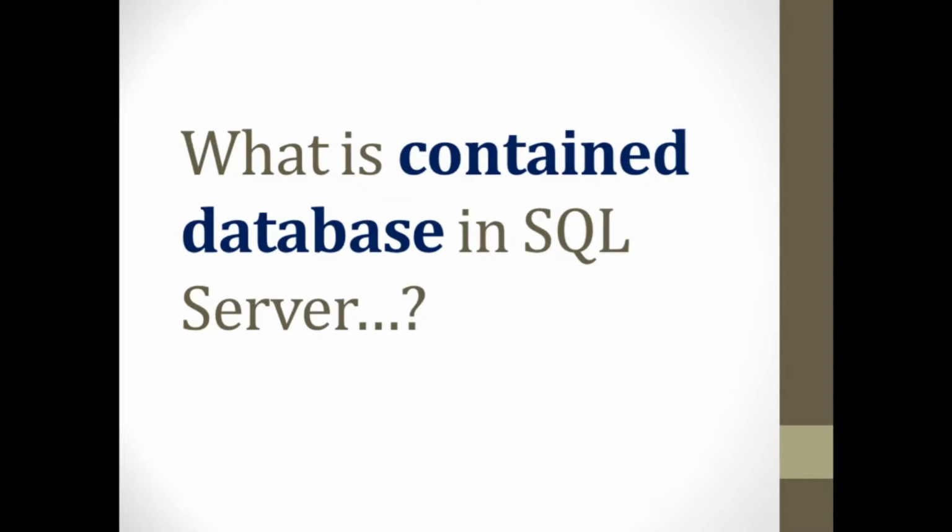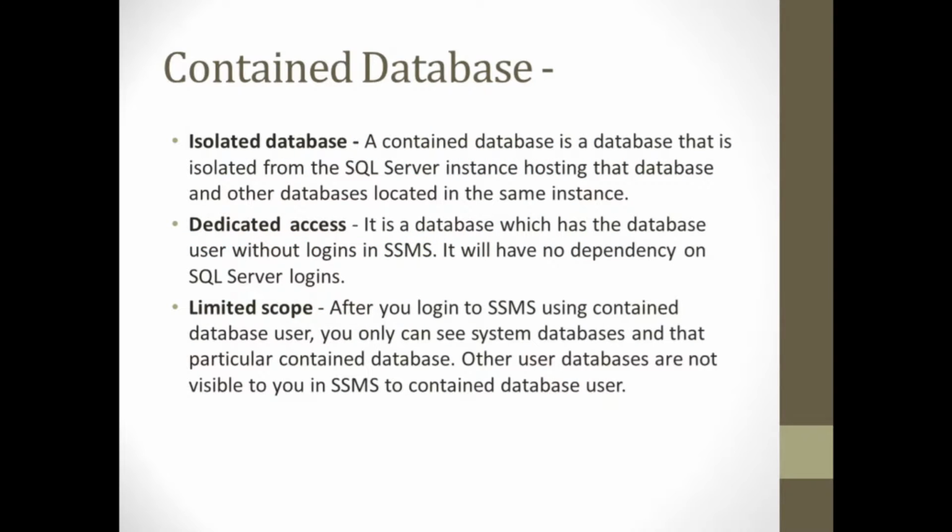So let's understand what the key characteristics of a contained database in SQL Server are. A contained database has three main characteristics. First is isolated database, second is dedicated access, and third is limited scope. Let's understand each one of them one by one. It is called an isolated database because when you create a contained database in a SQL Server instance, that database is isolated from the SQL Server instance which is hosting it. Other databases located in the same instance are not visible to any user of a contained database. This is very important, and it is unlike a typical database.